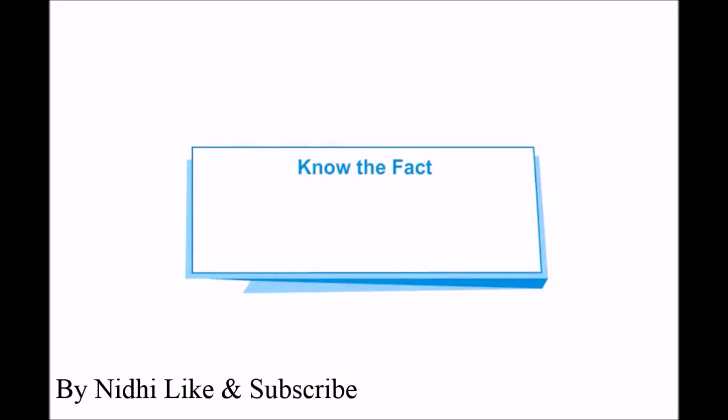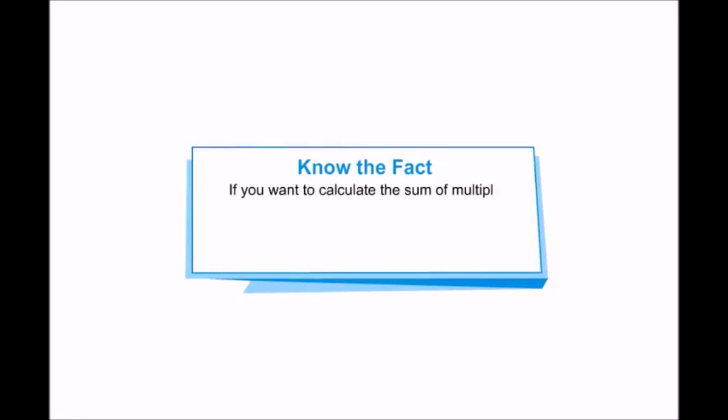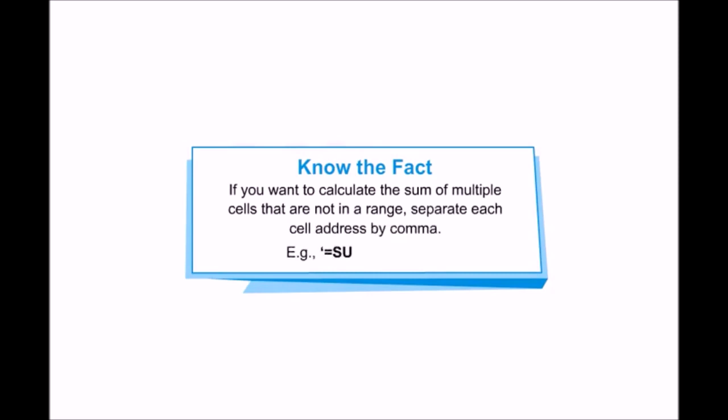Students, know the fact, if you want to calculate the sum of multiple cells that are not in a range, separate each cell address by a comma. Example, equal to SUM(C4, C6, D8).